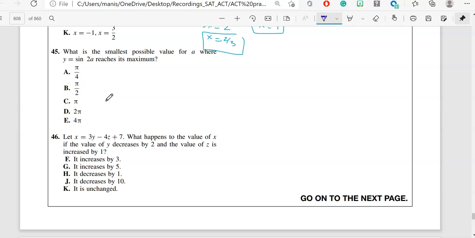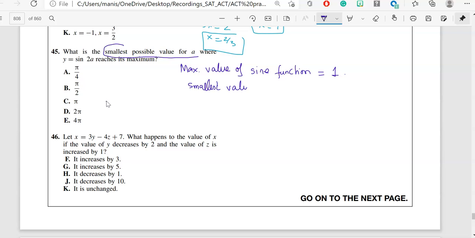Question number 40. What is the smallest possible value for A where y is equal to sine 2A reaches its maximum? To solve this problem, you must first recall that the maximum value of the sine function is 1. And what it says is the smallest possible value of A. The smallest value of A at this maximum will be 90 degrees, pi over 2.